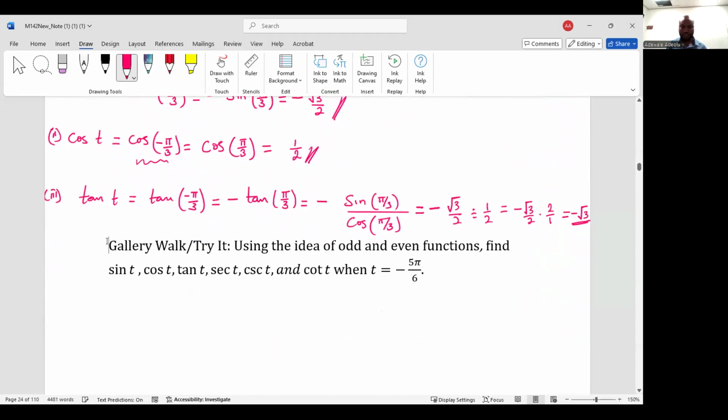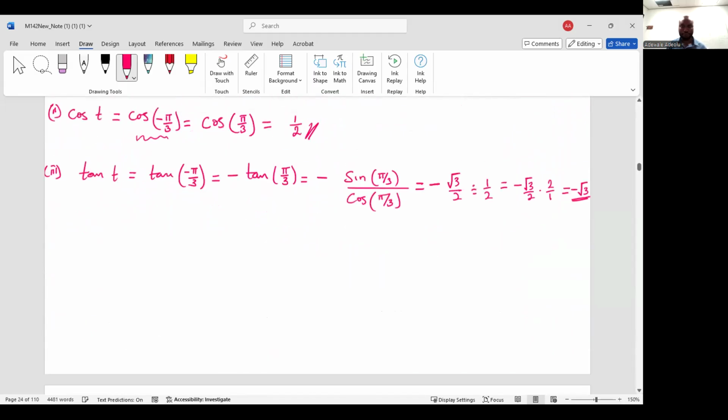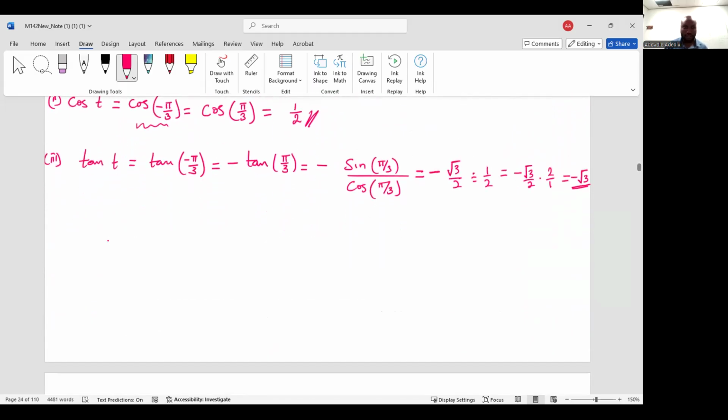Okay, moving on. Let us go to the next one. Call it Roman figure 4. Let us look at secant of t. Secant of t is secant of our angle, which is negative pi over 3.